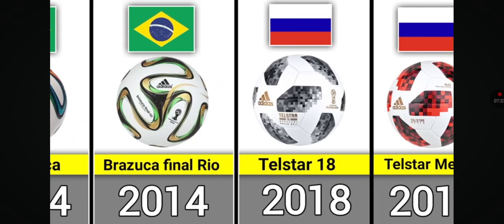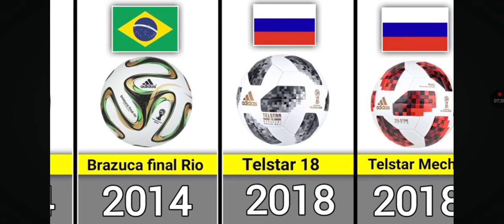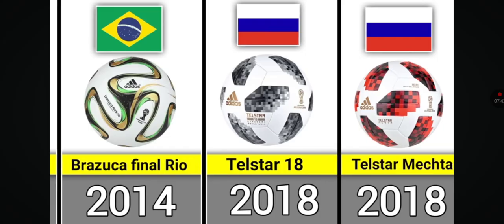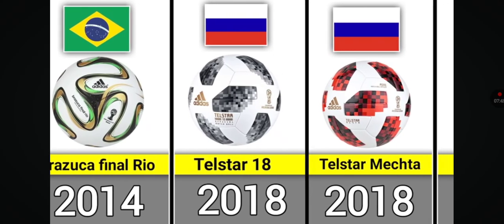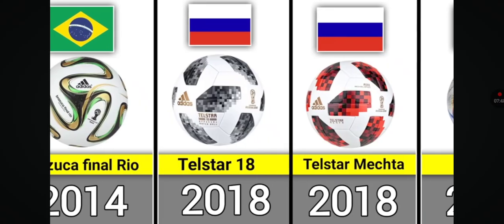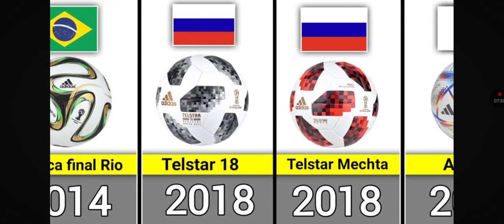2018 Final Telstar Mechta. The Telstar Mechta was used in the final with a bold red design. It symbolized dreams, passion, and achievement. Only a few players experienced this moment. The World Cup dream reached its final stage.